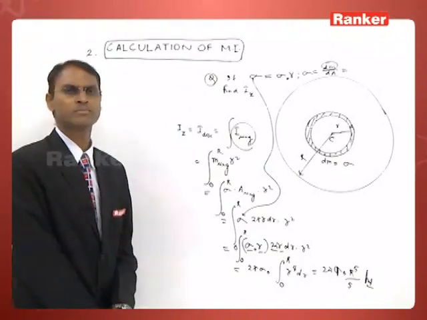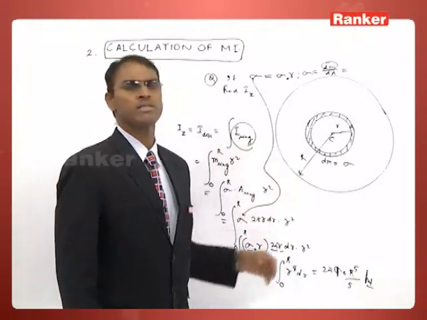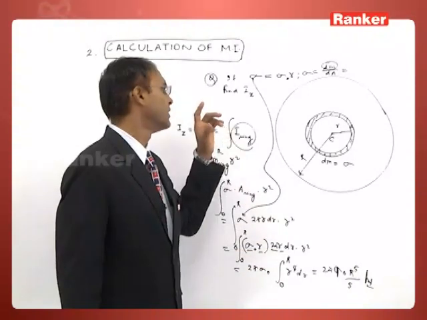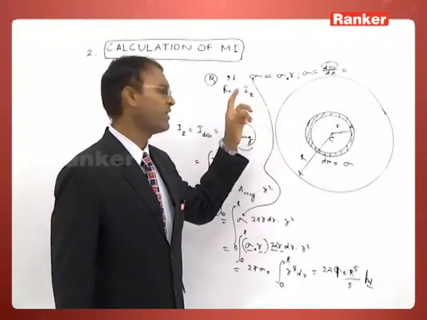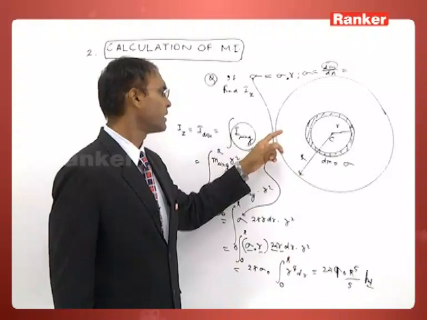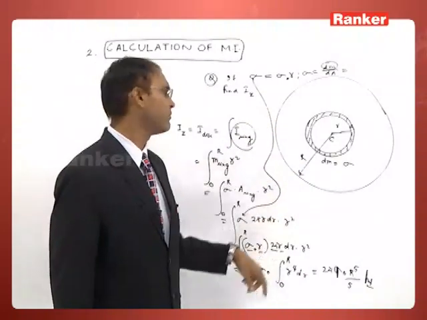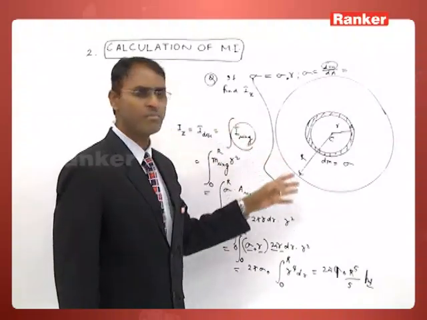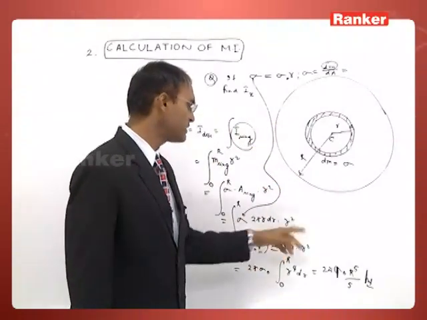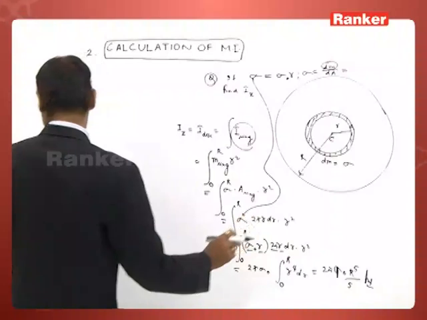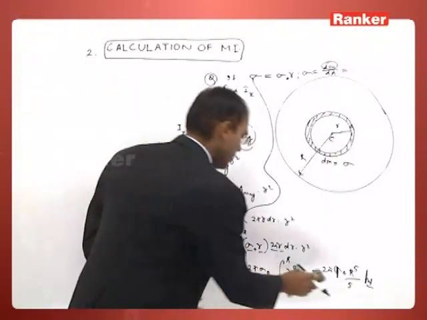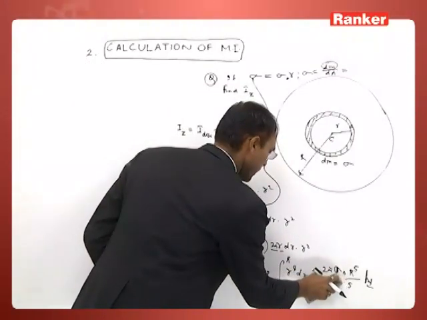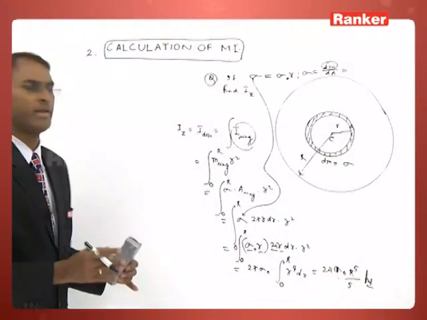So, in this way, you can calculate the moment of inertia of a disk. It may be uniform, it may not be uniform. For a uniform disk, that is m r square by 2. If it is not uniform, that is not m r square by 2. The answers will be different depending upon the way in which its surface mass density varies.